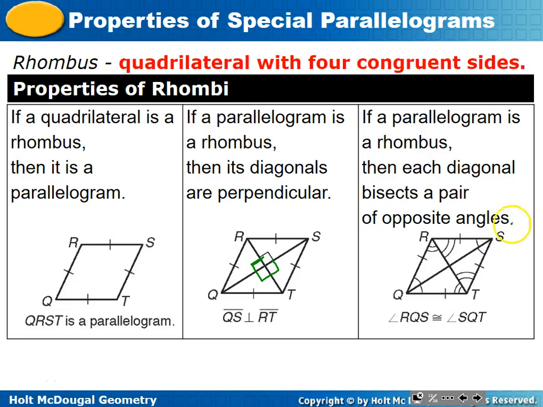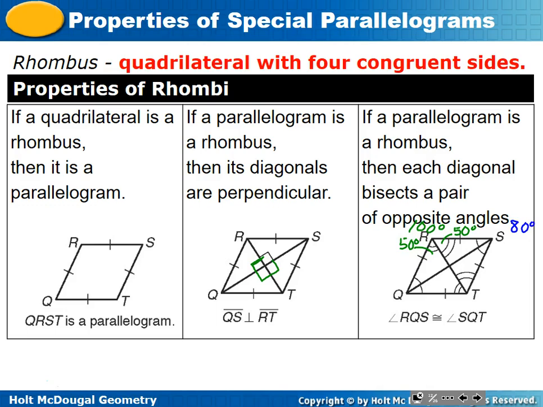Then this property over here says if a parallelogram is a rhombus, then each diagonal bisects a pair of opposite angles. So let's say that R was 100 degrees and that TR bisects angle R, then obviously each of these would be 50 and 50, right? Now let's talk about this angle S. We said that angle R was 100, so S would have to be 80 because remember, consecutive angles are supplementary, right?